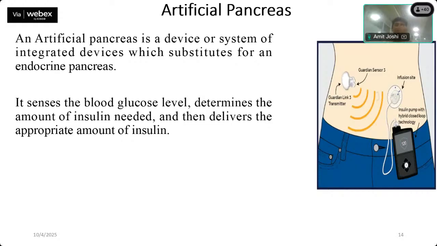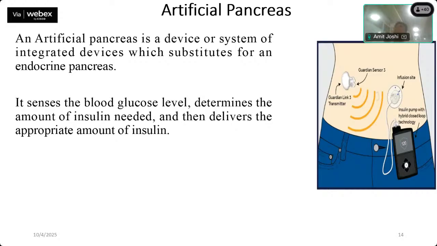So it senses the blood glucose level, it determines the amount of insulin needed, and then delivers the appropriate amount of insulin. Okay, so ultimately what is the role of the insulin pump? To release the insulin inside the body, but that insulin concentration is identified according to the current blood glucose value.